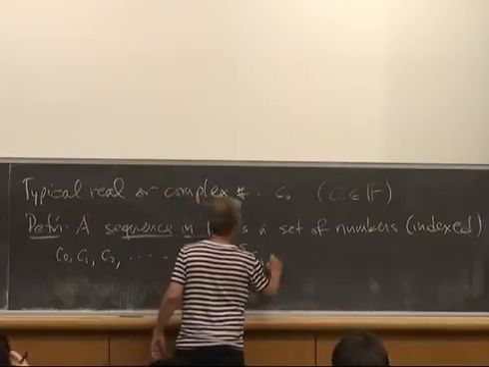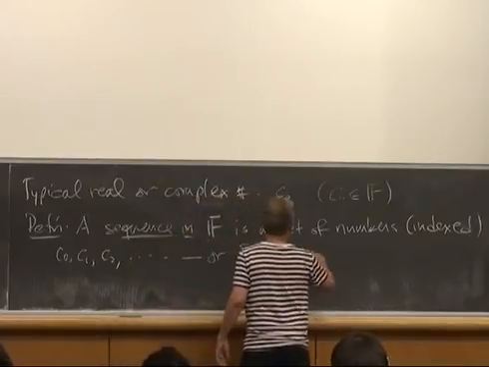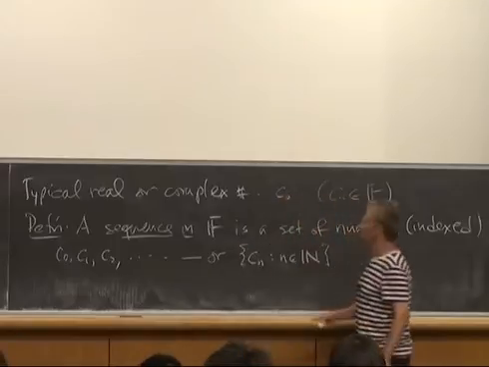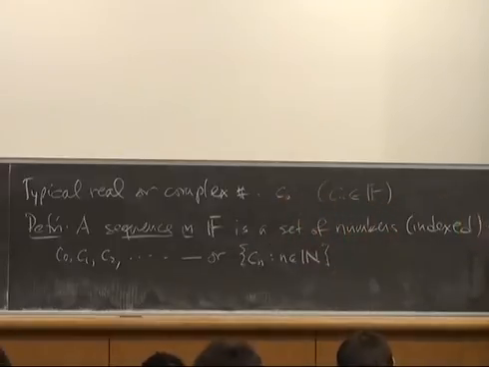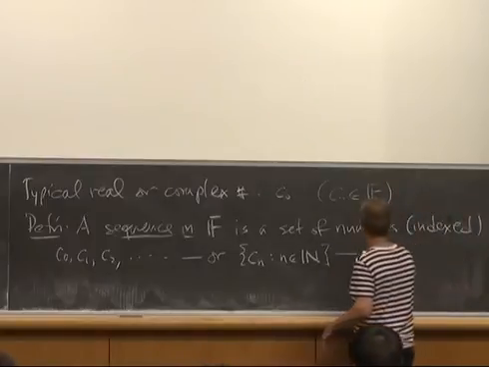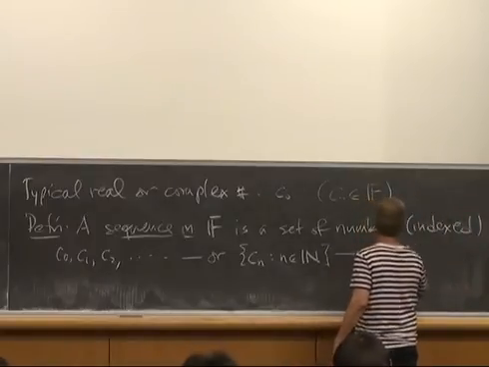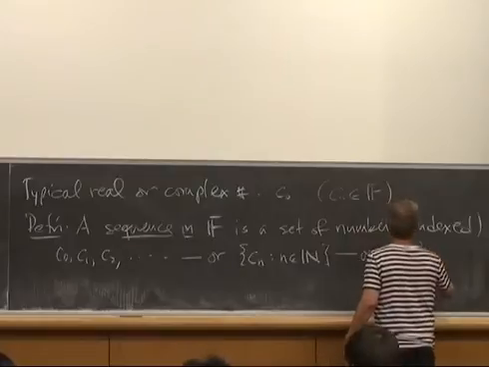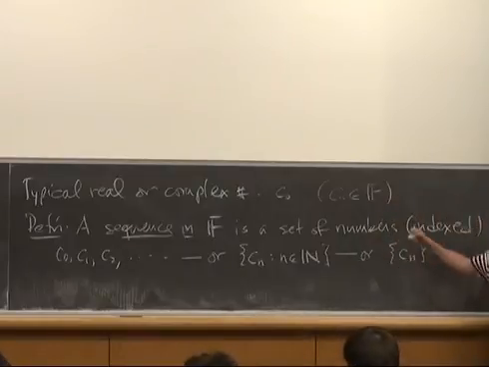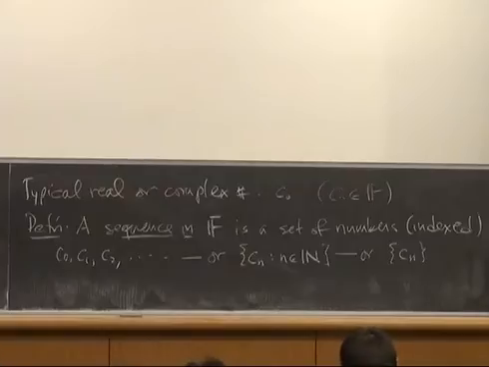The set of all C sub n such that little n is a natural number. That's another way of indicating that you've got this infinite sequence of numbers that are real or complex indexed by the natural numbers. Or, even more economically, and this is the notation I'm going to be using most of the time, Cn. So if you see this, what it generally means is an infinite sequence of numbers in F.